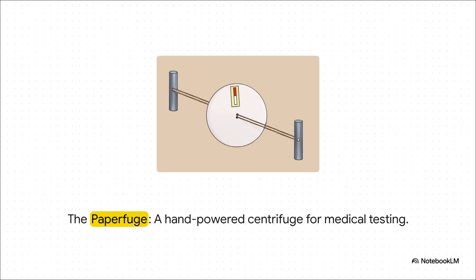Enter this brilliant invention, the paperfuge. Inspired by an ancient spinning button toy, it's a hand-powered centrifuge made out of little more than cardboard and string. It actually spins blood samples at incredibly high speeds to detect malaria in remote areas, costing mere pennies and requiring absolutely zero electricity. Talk about a game changer.